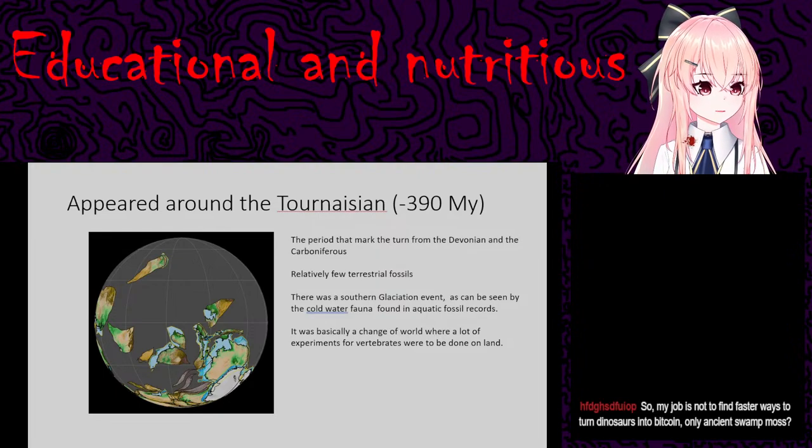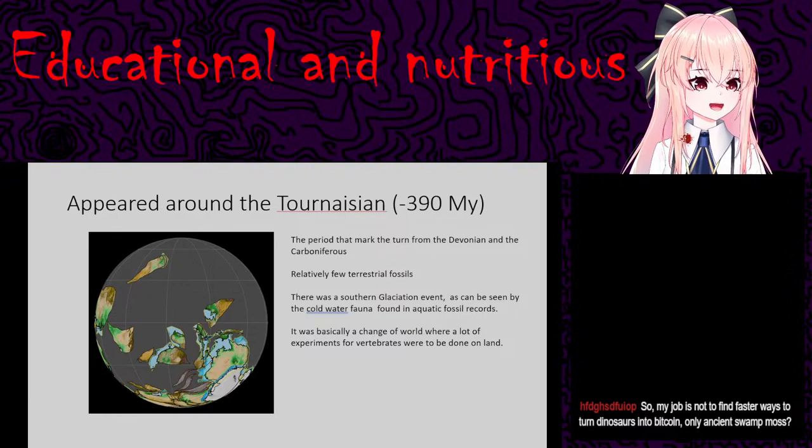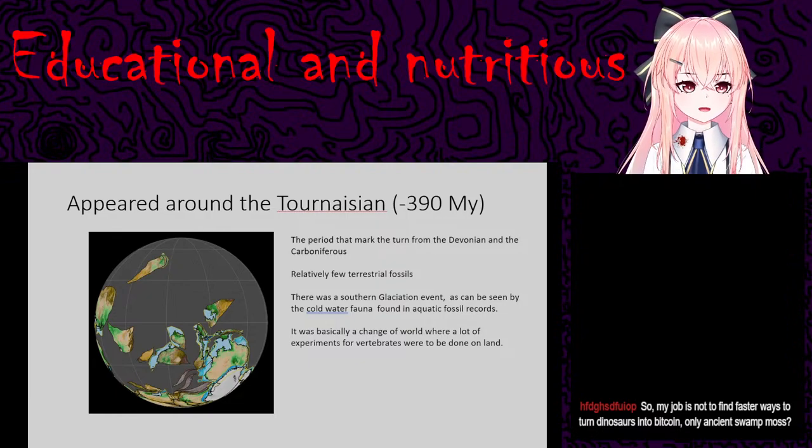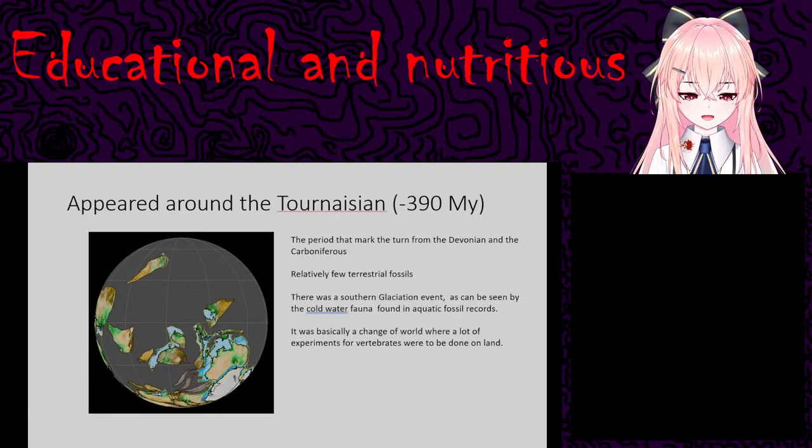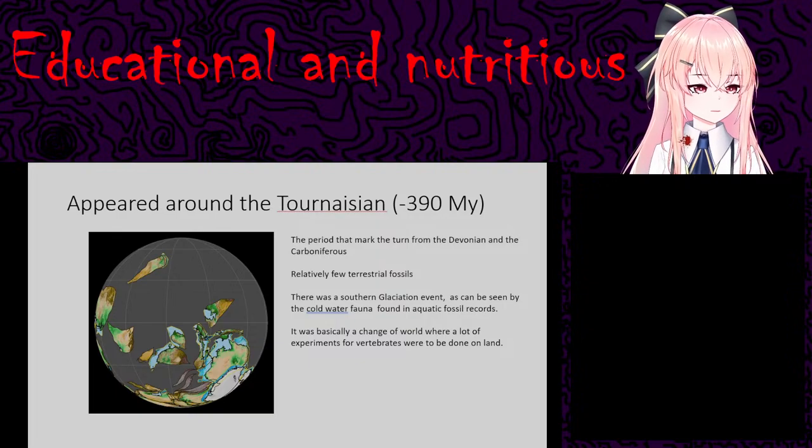So my job is to find a faster way to turn dinosaurs into Bitcoin on the ancient swamp moss. And ferns. Yeah, basically that.